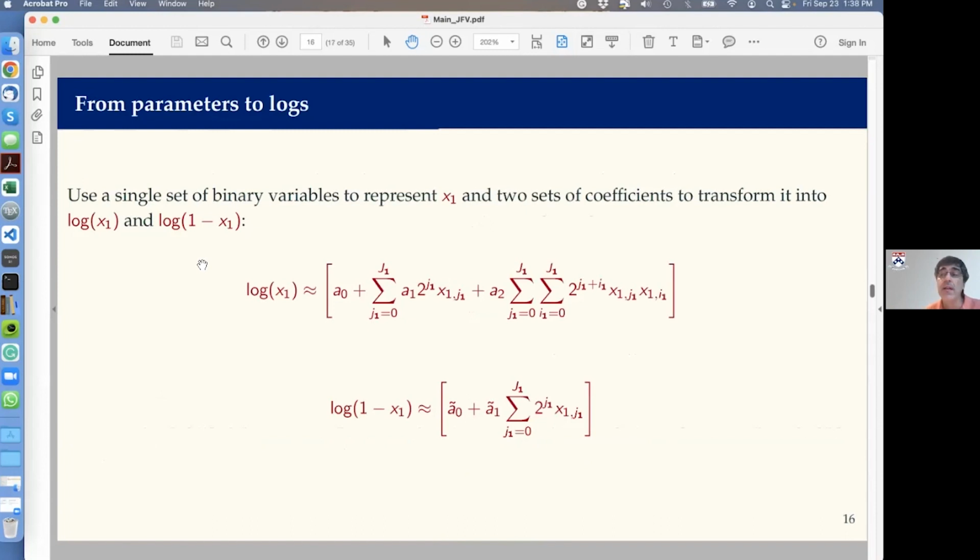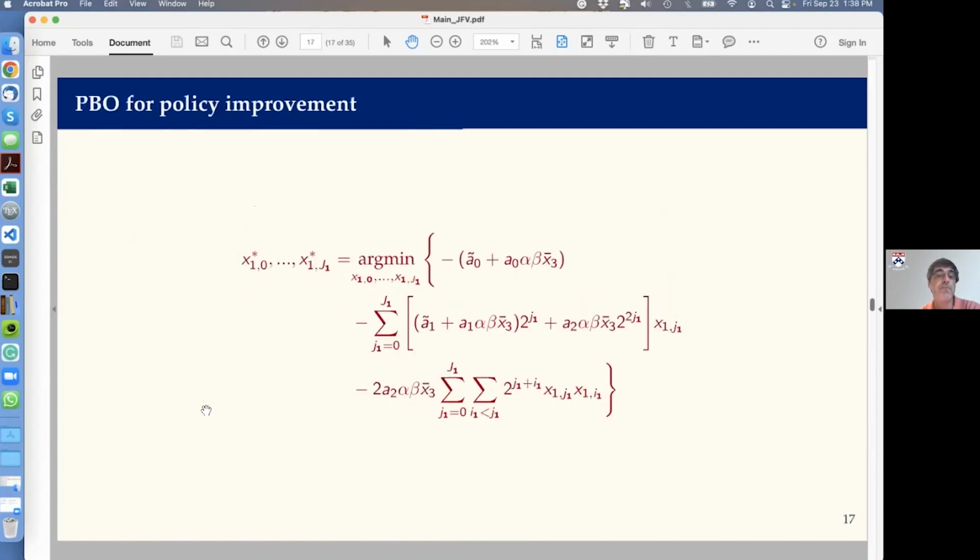what I need to do is a little bit of effort. In particular, I use a single set of binary variables to represent the x1 and two sets of coefficients to transform them into log of x1 and log of 1 minus x1, because that's what I'm going to need to put within my objective function. And you have these expressions over here.